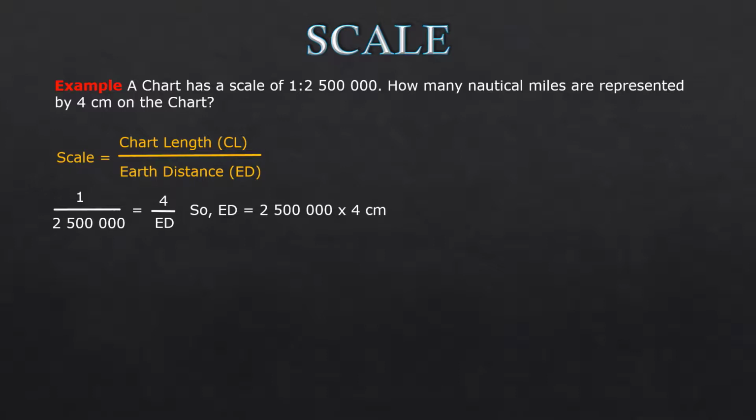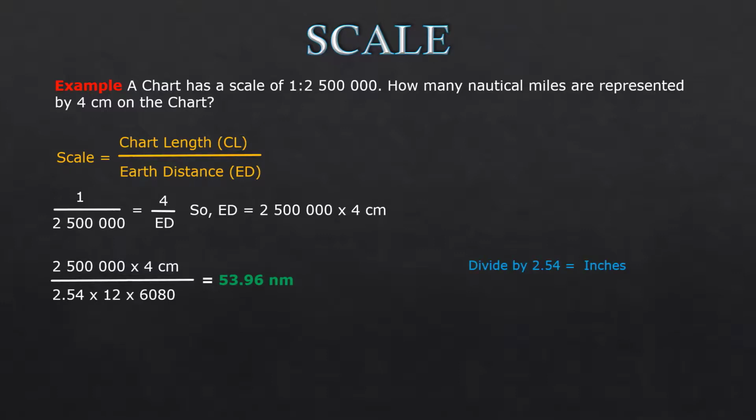So rearrange this formula and we can get the Earth distance. Now the Earth distance is in centimeter, but we need it in nautical miles. So what we can do, divide by 2.54 to convert to inches, then divide by 12 to convert to feet, then lastly divide by 6080 feet to convert to nautical miles. So the answer is 53.96. Or you can use a calculator to convert centimeter to nautical mile, or you can watch my previous video on the conversion table.